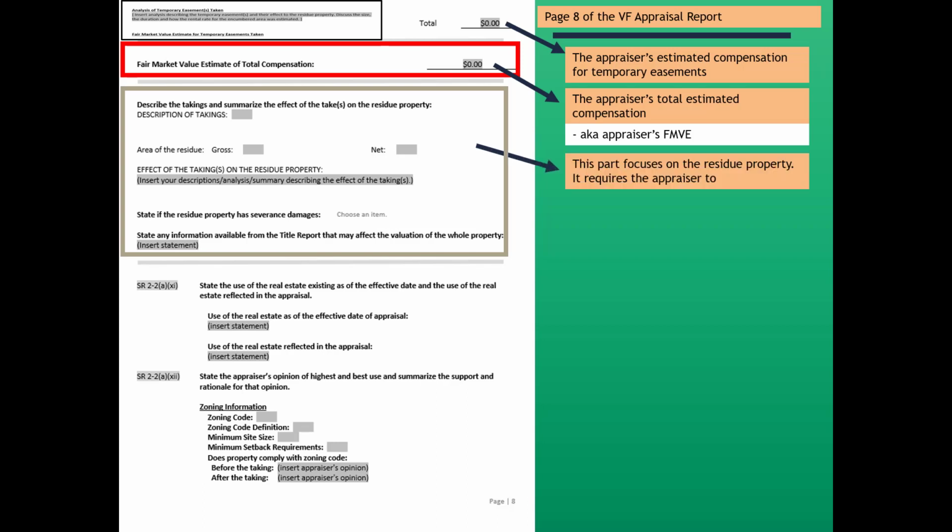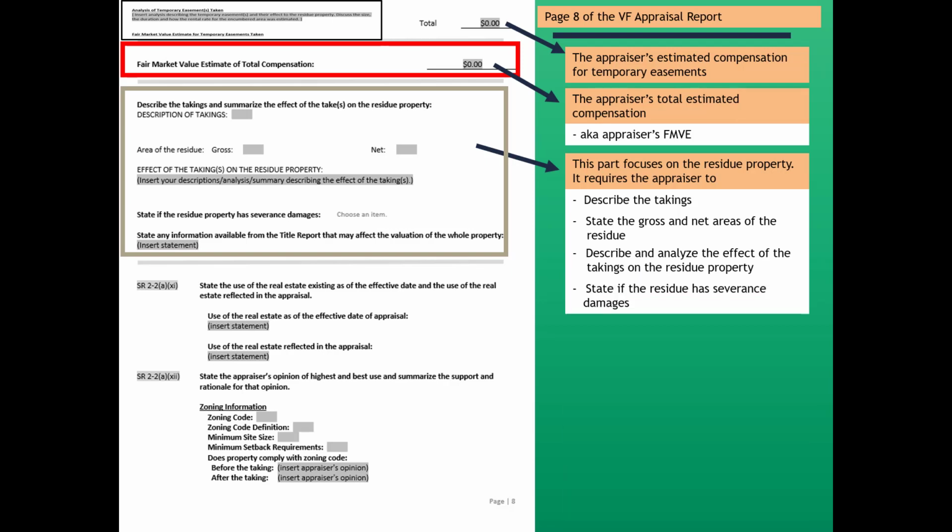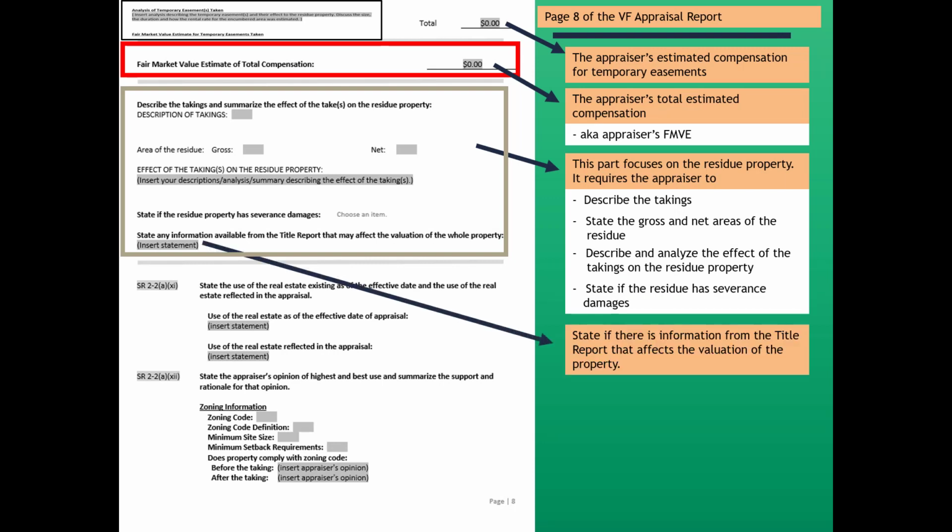This part focuses on the residue and it requires the appraiser to describe the takings, state the gross and net areas of the residue, describe and analyze the effect of the takings on the residue property, state if the residue has severance damages, and state if there's any information from the title report that affects the valuation of the property.